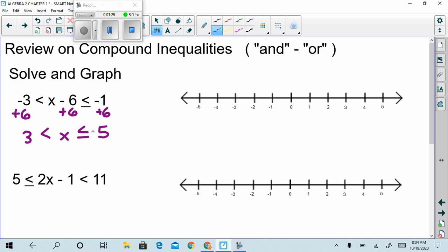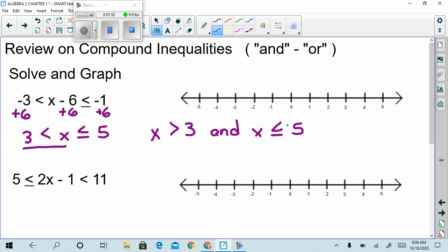When we go to graph this, remember we generally graph an inequality starting with the variable. So if I look at this as two separate inequalities, the first inequality, writing the variable first, would be x is greater than 3. And because there's two parts to this one, and the variable's in the center, the second part says x is less than or equal to 5.